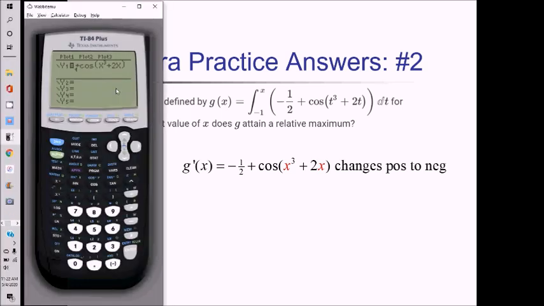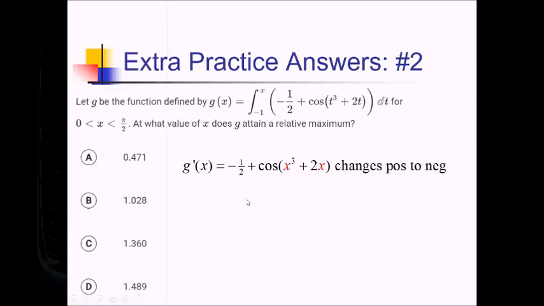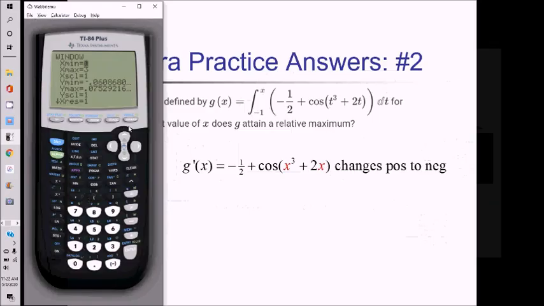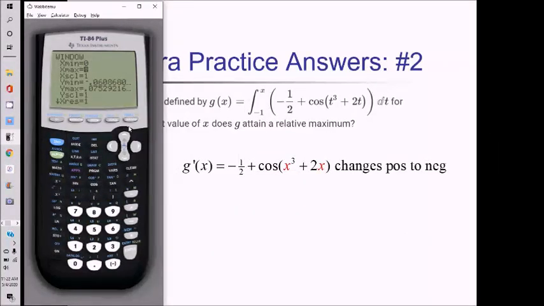So to make things a little bit easier, I've entered this function right here in my y equals as y1, and I'm going to go to window now, and for my x min and x max, I'm going to use the interval they gave me, 0 to pi over 2. So we've got 0, and we've got, let's see here, pi divided by 2. Let me do zoom 0, zoom fit, and let's see where this thing is crossing the x-axis. So we're changing positive to negative right there, and negative to positive over here. Now again, we wanted positive to negative. So it's this first critical value we want to look at.